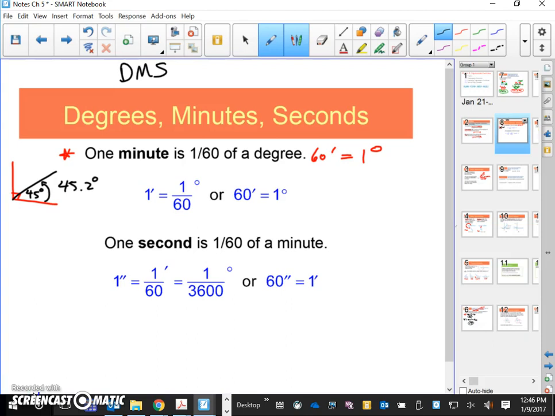So 60 minutes is 1 degree, and down here, 60 seconds is 1 minute, just like on a clock. Notice the symbol for seconds is the 2 marks right there. 60 seconds equals 1 minute. 60 minutes equals 1 degree, just like 60 minutes equals 1 hour.